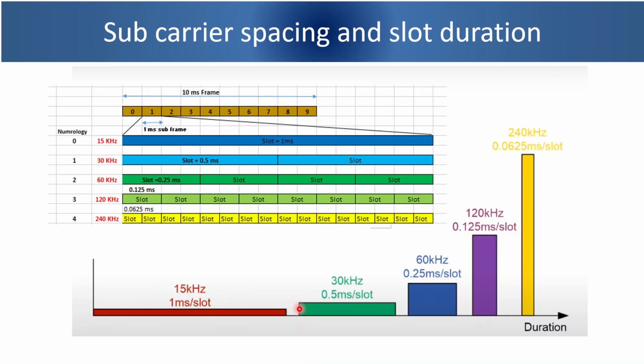Just see the height has doubled, but duration, which is on x-axis, has become half, that is 0.5 millisecond per slot. In this, our frequency subcarrier spacing has again doubled, but the slot duration has become again half from 0.5 to 0.25. So on this axis you can see it has become half compared to this one, and on the vertical side, which is subcarrier spacing, has doubled. Similarly here in 120 kilohertz subcarrier spacing, it has doubled from 60 to 120, but duration has become again half, and so on.